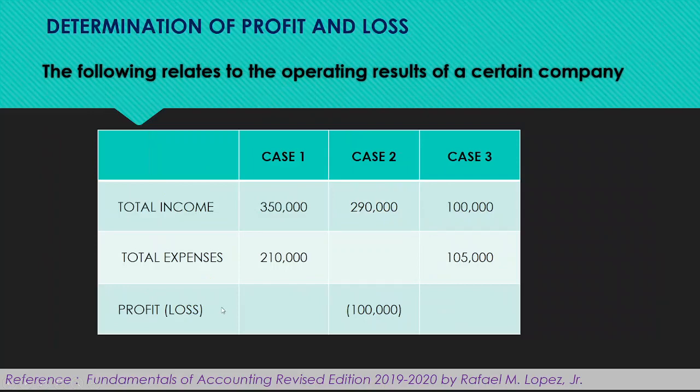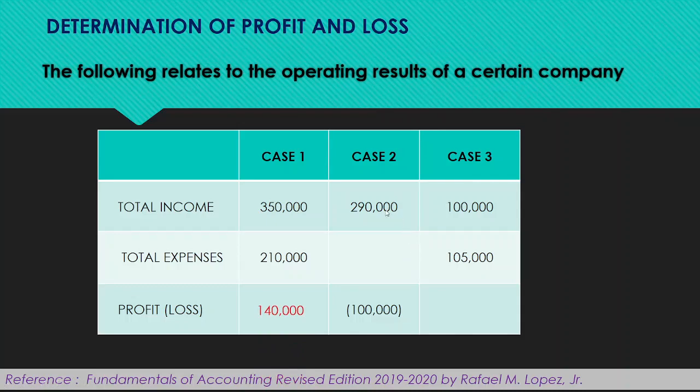The determination of profit and loss. We have three cases here. We have total income, expenses, and in the bottom, determination of profit and loss. Okay, how can we determine that we have a profit? We can have a profit if our total income is greater than our total expenses. Let us take case number 1. Total income is 350 less total expenses of 210. Therefore, we have a profit of 140,000.